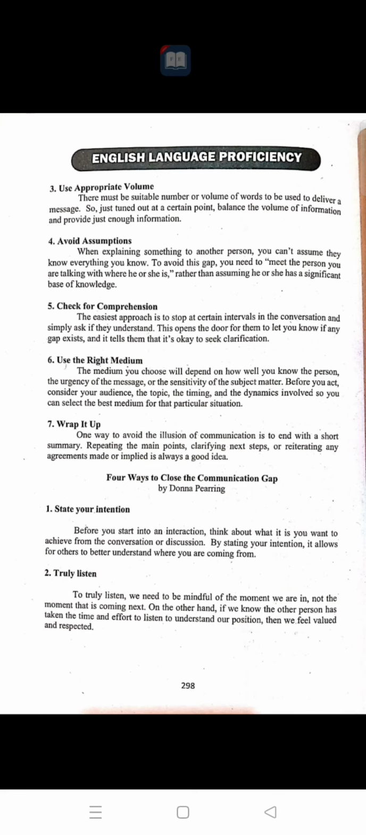Next is use the right medium. The medium you choose will depend on how well you know the person, the urgency of the message, the sensitivity of the subject matter. Before you act, consider your audience, the topic, the timing, the dynamics involved, so you can select the best medium for that particular situation.